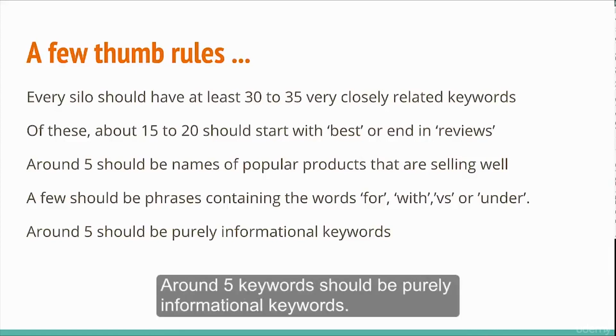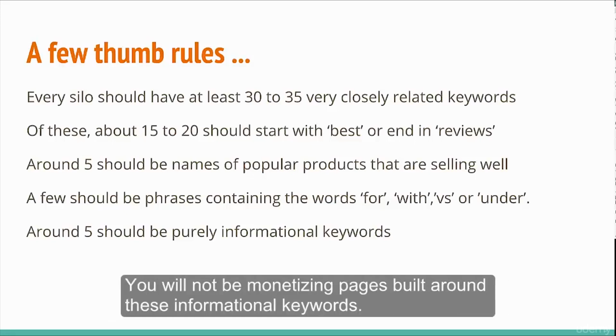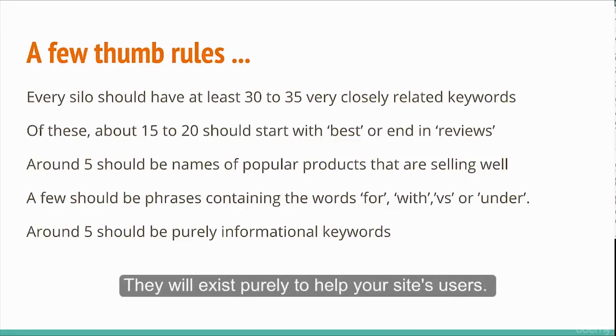Around 5 keywords should be purely informational keywords. These may not be buyer keywords, but including such content should help your site's users. You will not be monetizing pages built around these informational keywords. They will exist purely to help your site's users.